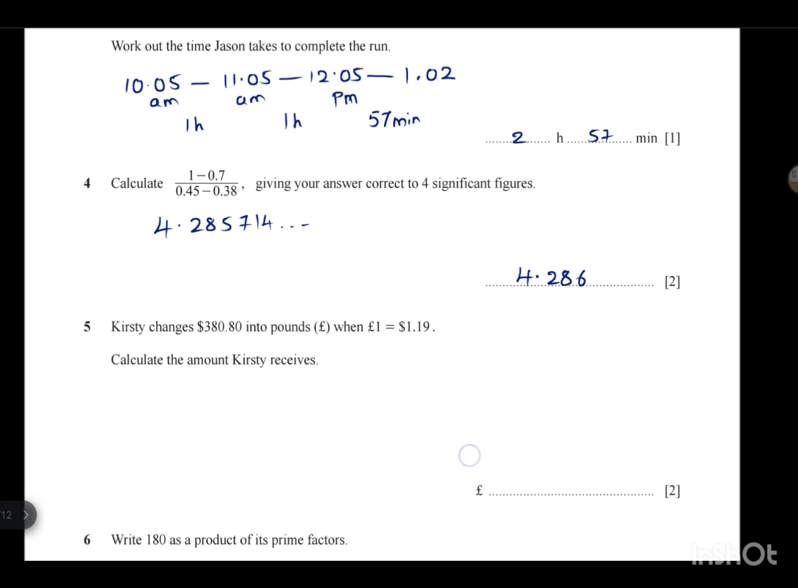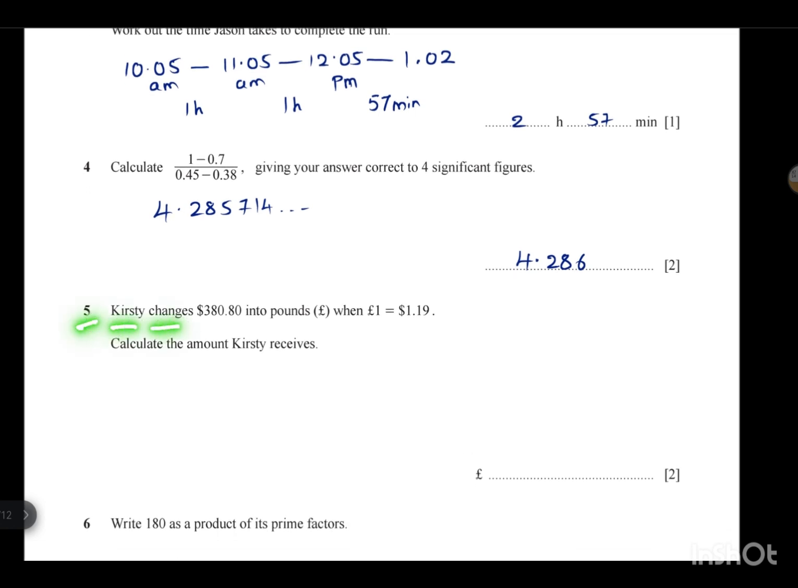Question number 5. Christy changes $380.80 into pounds when 1 pound is $1.19. Calculate the amount Christy receives. This is conversion of currency. So for us it is given 1 pound is equal to $1.19. Using this we can find out $1 is equal to 1 by 1.19 pounds. So for us their information is given in pounds, dollars.